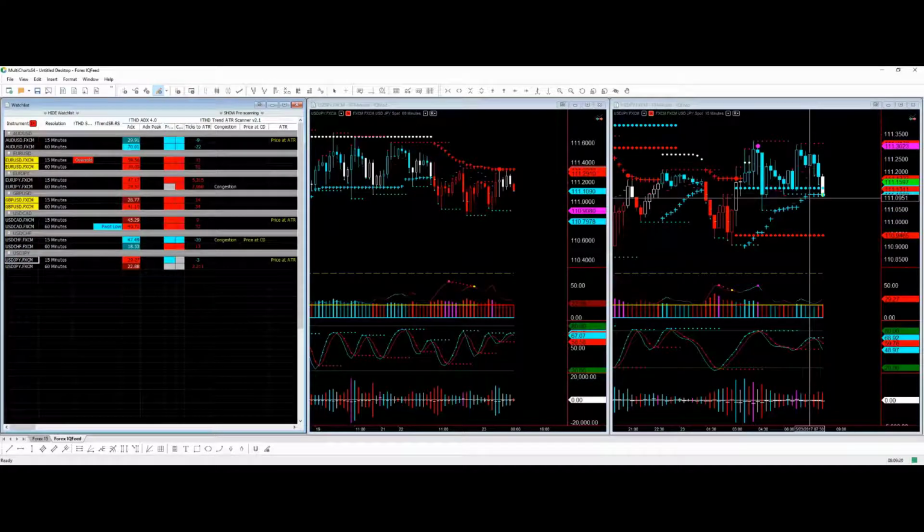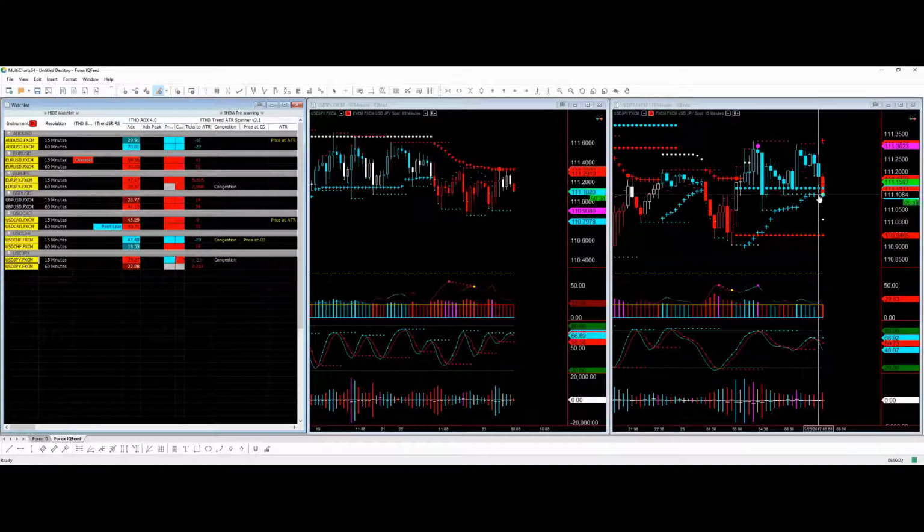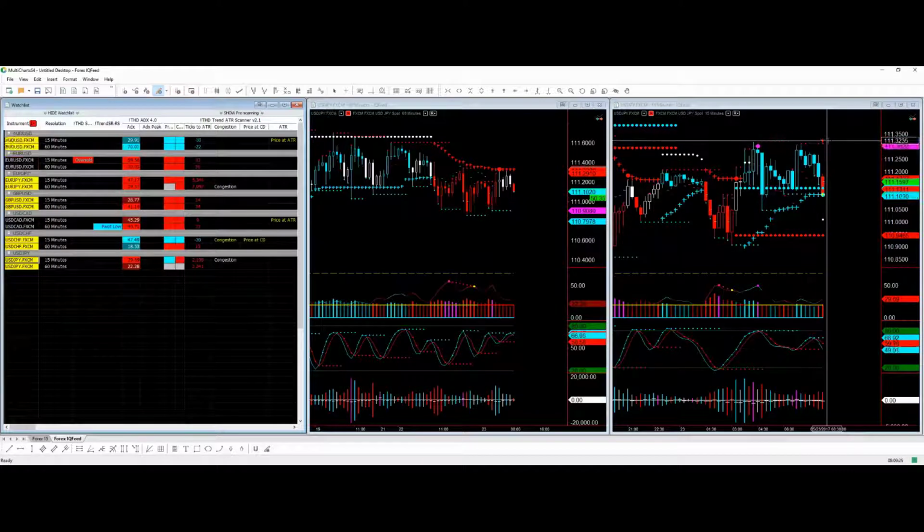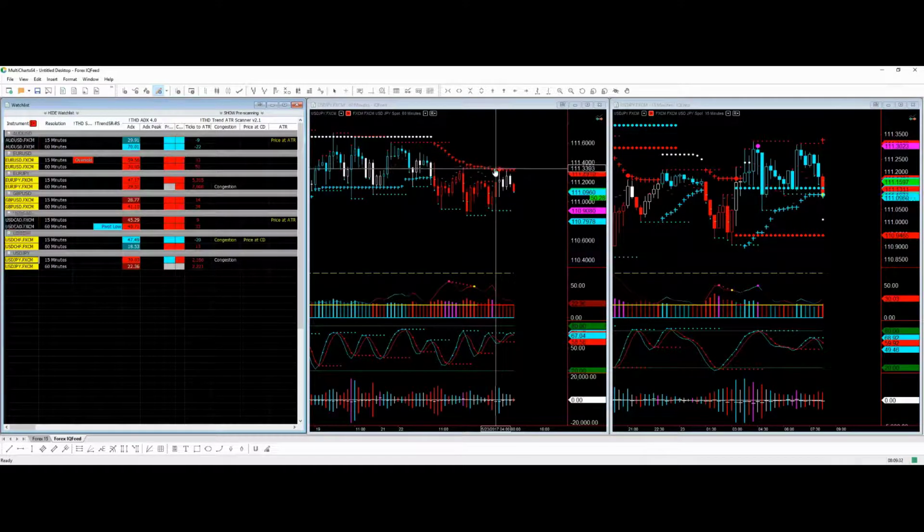The USD JPY is at the ATR. You can see that here. It's trying to break it because the ATR is flipping from blue to red. You're also at the ATR over here. And actually, that's a great example of diverging volume as well.